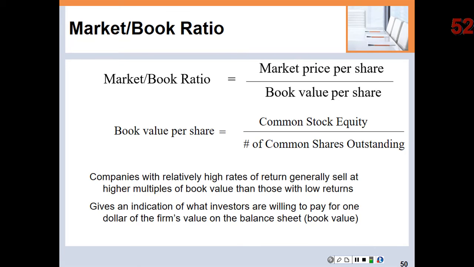Okay, now the next ratio, the market to book ratio. This is equal to the market price per share divided by the book value per share. Now, for the book value, sometimes you're given the book value, sometimes you have to calculate it. In this example, we'll just go ahead and calculate it. So I'll give you a second to get this written down, and then we'll jump into calculating the book value per share, and then we will use that to calculate the market to book ratio.